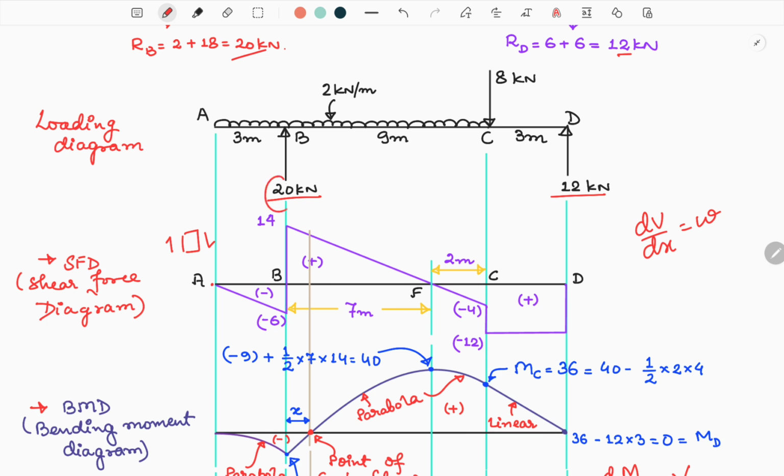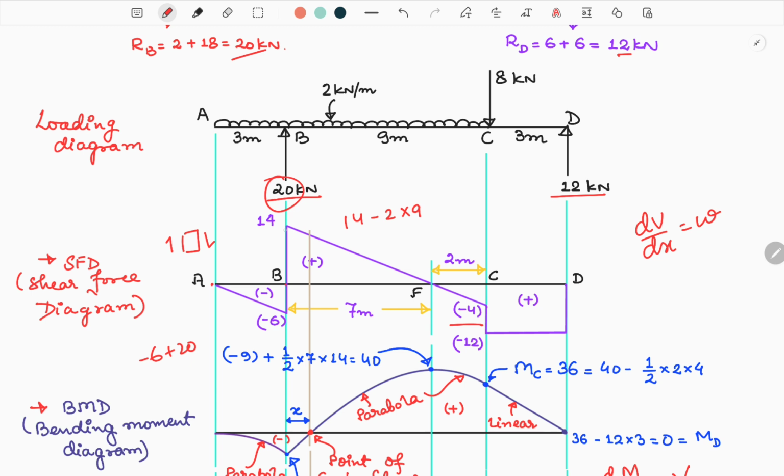So from A to B there is a straight line with slope of minus 2, and at B there will be a sudden jump of 20, so minus 6 plus 20 will give us 14, and again from B to C there is load increasing and negative. After getting 14, the shear force will reduce by 2 into 9, which is 18, so 14 minus 18 will be equal to minus 4. So between 14 and minus 4, there is a point somewhere between B and C where the shear force will get to 0, and we can calculate that value by using similar triangles.